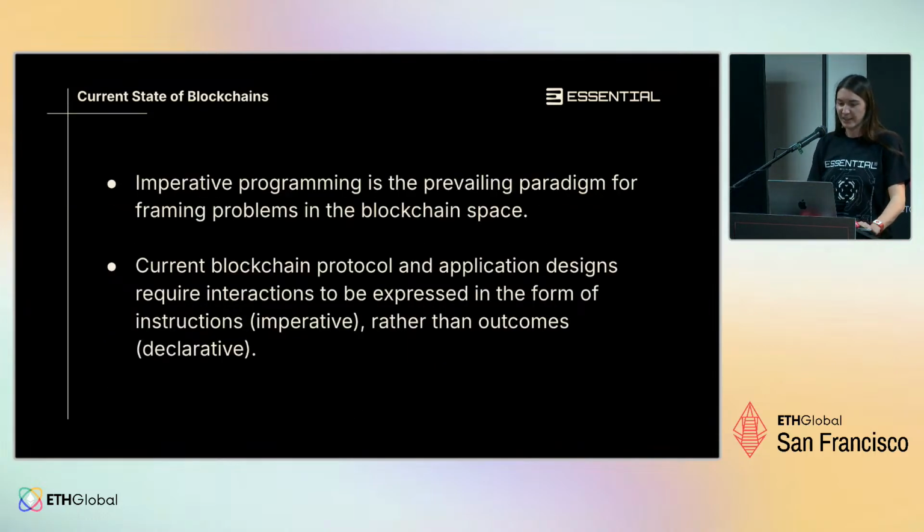The current state of blockchains is that they're basically all imperative, at least since the advent of Ethereum as a general purpose smart contract blockchain. The imperative model has been the prevailing paradigm in blockchain development. What this means in practice is that users and smart contract developers interact with the blockchain and update state by executing instructions, i.e. imperative, rather than declaring their desired outcomes in a declarative way.